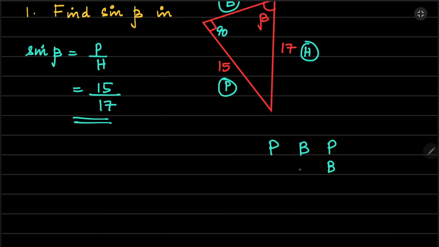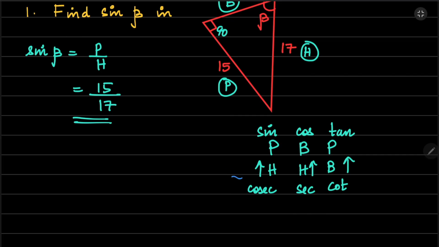please bring pizza before having hamburger. There are many ways of saying this mnemonic. P by H, perpendicular by hypotenuse is sine, base by hypotenuse is cos, perpendicular by base is tan. Okay, just remember these three. Now the reciprocal of tan is cot, which is B by P. H by B, that is hypotenuse by base, is secant of theta, and H by P is nothing but cosecant of theta. So if you just remember these, I think it will be super helpful for you.